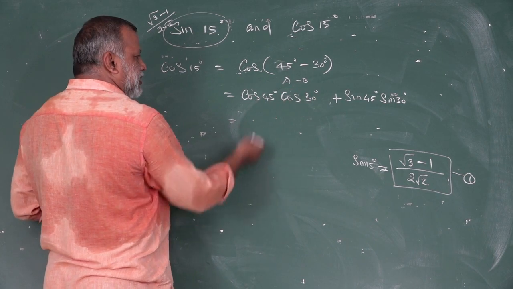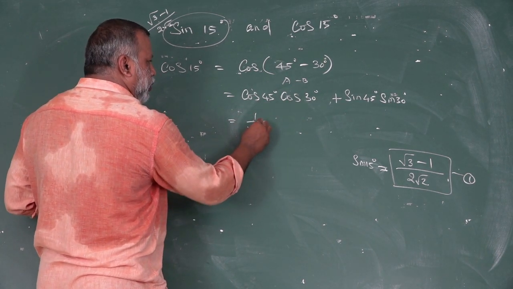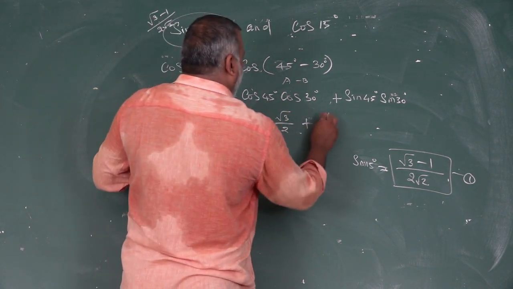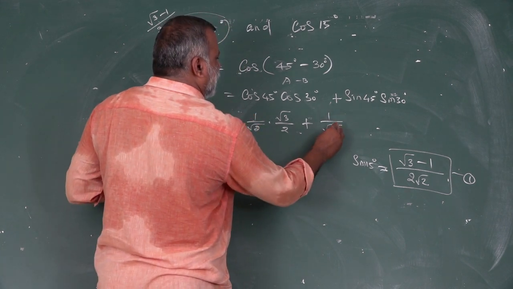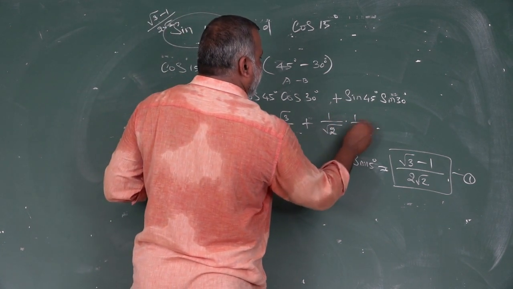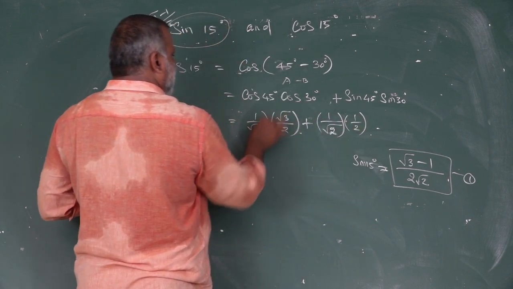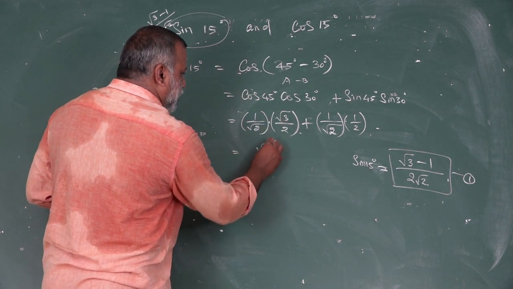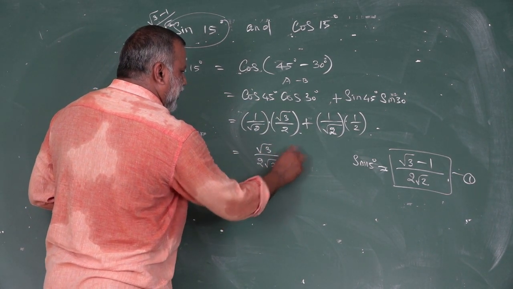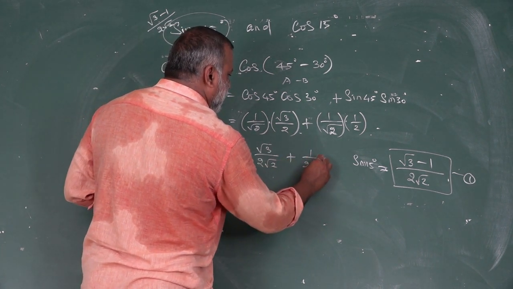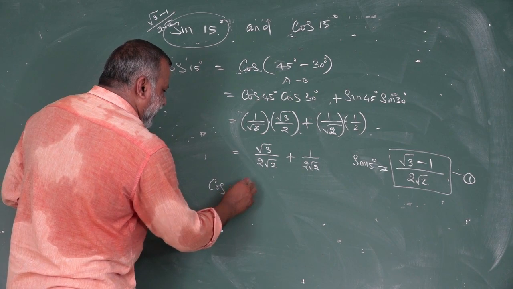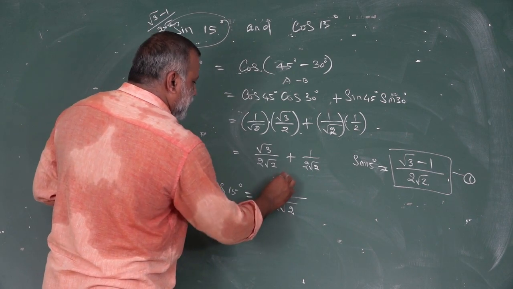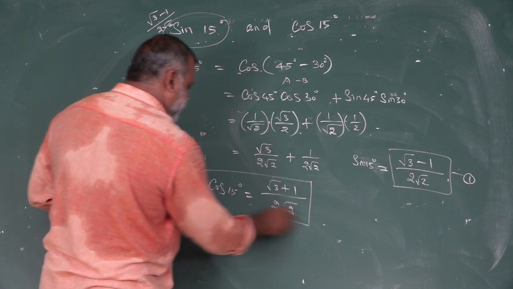We know from the trigonometric table cos 45 is 1 by root 2, cos 30 is root 3 by 2, plus sin 45 is 1 by root 2, sin 30 is 1 by 2. So we know the 30 and 45 values from the trigonometric table. Now add this: root 3 by 2 root 2, plus 1 by 2 root 2. So cos 15 degree is equal to, with the common denominator 2 root 2, root 3 plus 1.